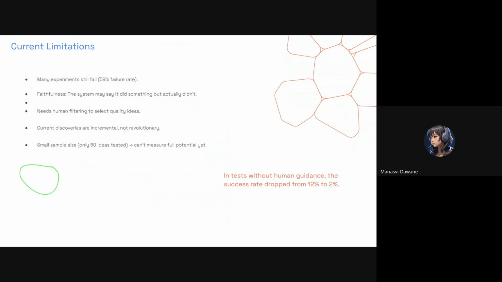The current limitation of this model is that it still fails 95% of the time. The system may sometimes say something and perform something else. This can happen. It always needs a human in the loop for going ahead and selecting papers and reviewing. Next is sample size. They have only tested it on 50 ideas, so we can't measure its full potential yet.